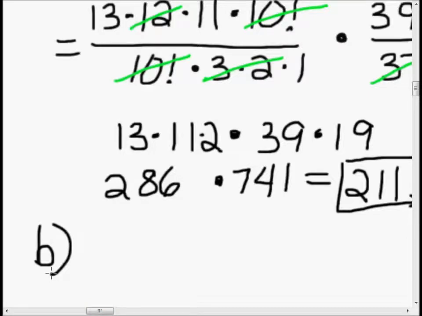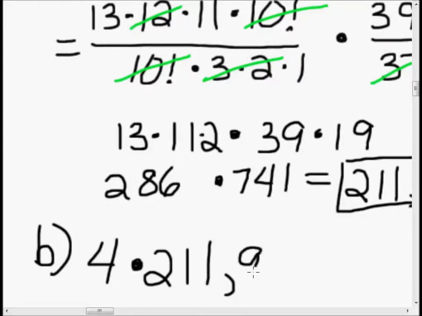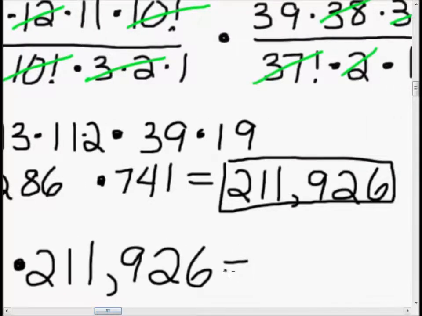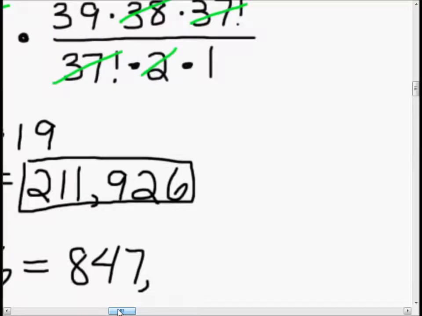So B, how many contain exactly 3 of any suit? And this is 4 times our previous answer. So that is literally 4 times 211,926, and that equals 847,704. And why can we do that?